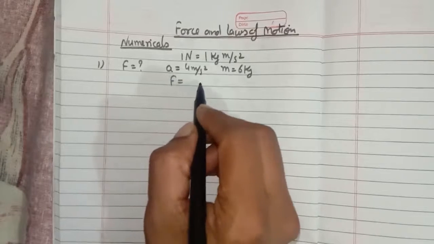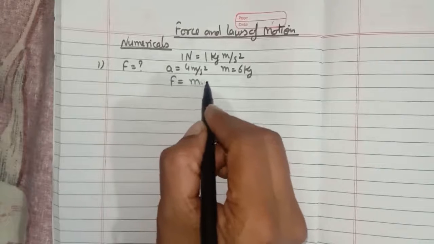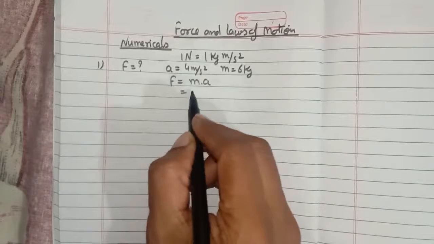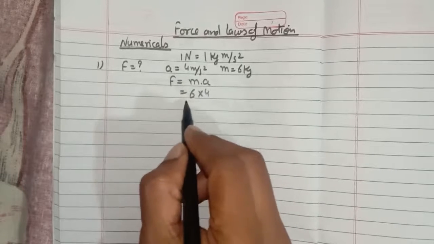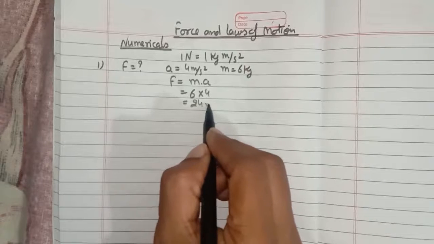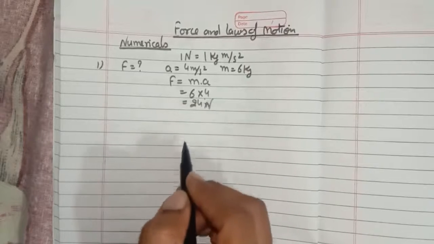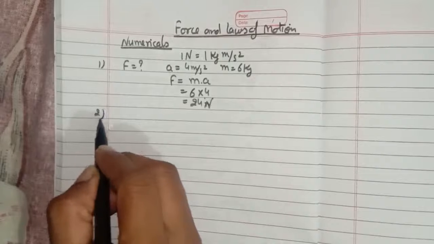According to Newton's second law, we know that F is equal to m into a. And what is the value of m here? 6. And a is 4. So it will be 24 Newton. So simple question.